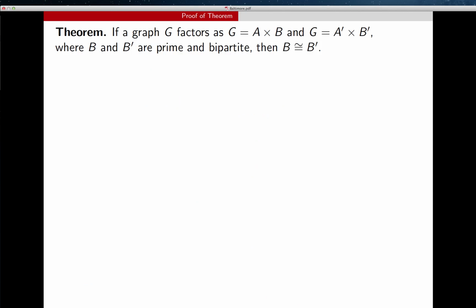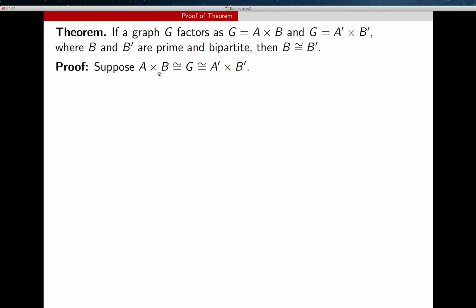Well, with these preliminary ingredients, we can now state the main theorem that we want to prove today. If a graph G factors as G equals A times B, and also G equals A prime times B prime, where B and B prime are prime and bipartite, then B is actually isomorphic to B prime. And I'm just going to give a sketch of the proof. The actual proof is very long.